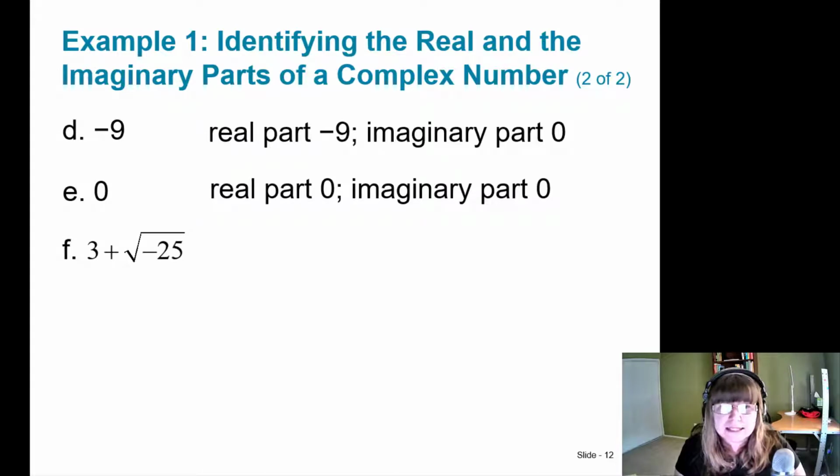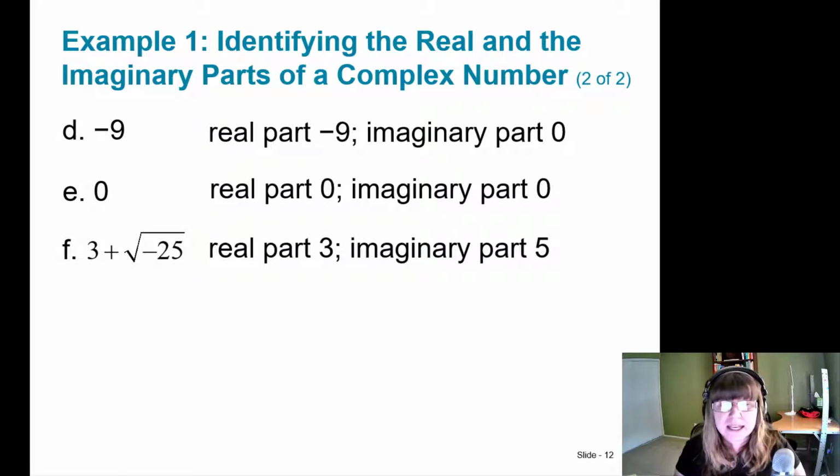What about 3 plus the square root of -25? That's the square root of a negative number. How can we write that square root of a negative number? Well, that's the square root of -1 times the square root of 25. Square root of 25 is 5. The square root of -1 is i. So we can rewrite that as 3 plus 5i. So the real part is 3 and the imaginary part is 5.